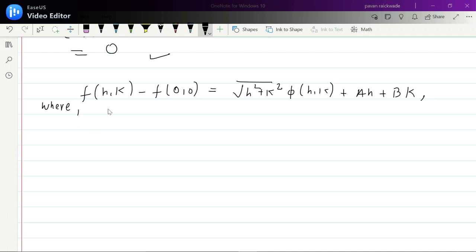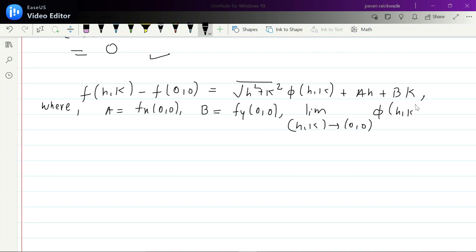where a is fx at 0, 0, b is fy at 0, 0, and limit as h comma k goes to 0, 0, phi of hk must be equal to 0. So let's check if this thing happens. Before this, we have to first check whether the partial derivatives exist or not. If they don't exist in the first place, the function is not differentiable. So let's check what is fx at 0, 0.